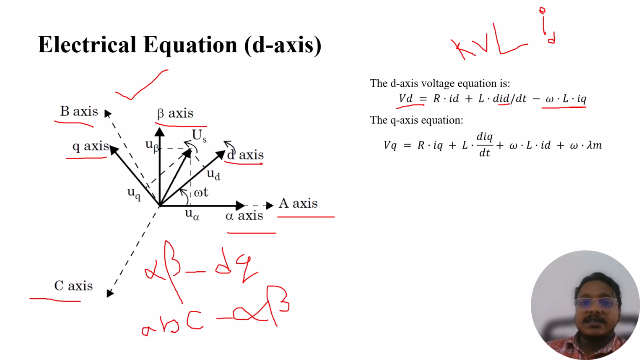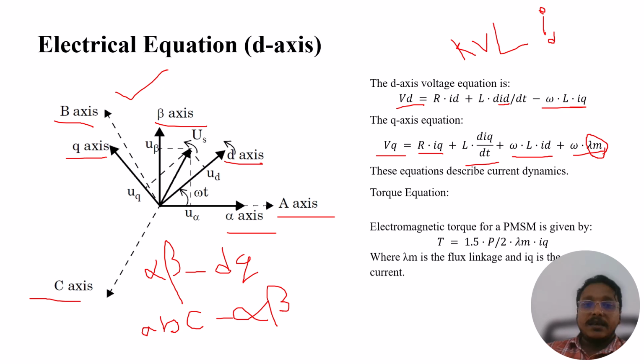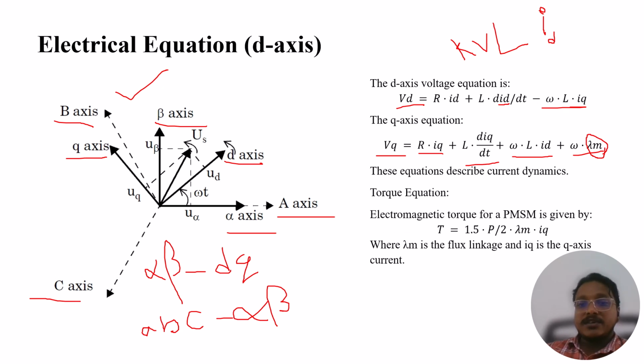In the same way, the Q axis equation: VQ equals R into IQ plus L into dIQ by dt plus omega L into ID. Here an extra component is placed, called the displacement factor, that we will see here. These equations describe the current dynamics. That means how the D axis current affects the D axis voltage, and how the Q axis current affects the Q axis voltage, which we will discuss here.